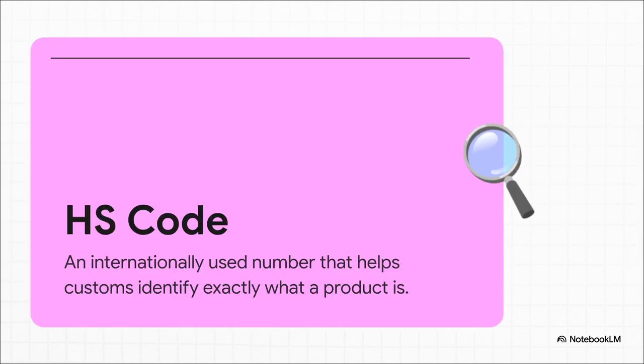First up, the HS code. Now, think of this like your product's universal passport number. It's a special 10-digit code that tells customs officials all over the world exactly what your product is. This code is literally the key that unlocks the correct duty rate.